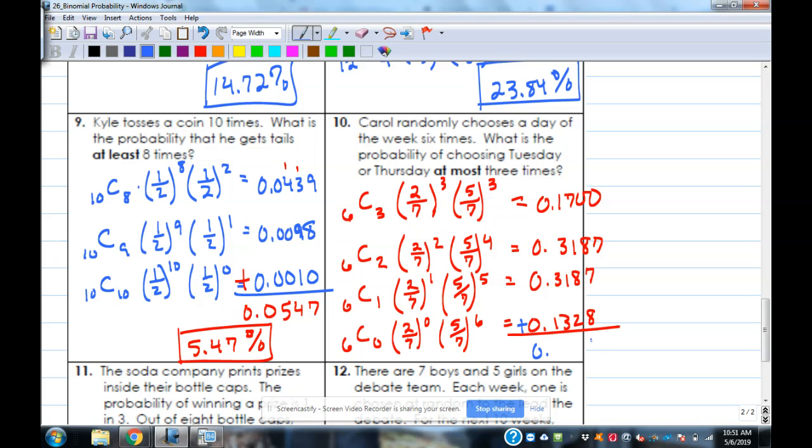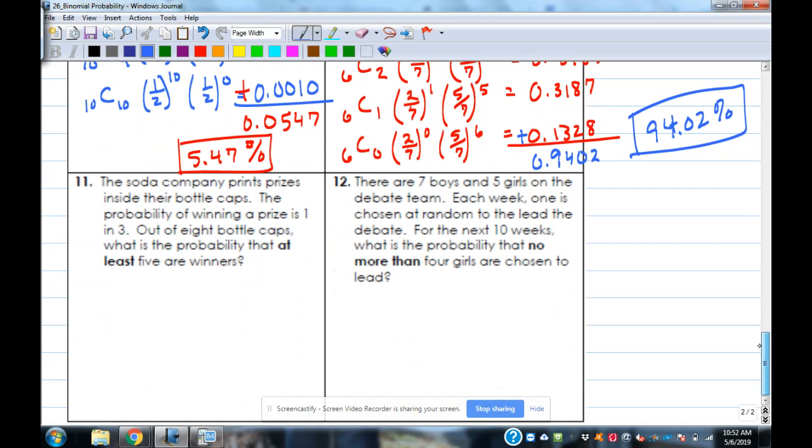Ooh, pretty good probability, 94.02%. Pretty good probability, 94%, of picking Tuesday or Thursday at most 3 times. Not too bad. Just got to keep into account what's going on there.